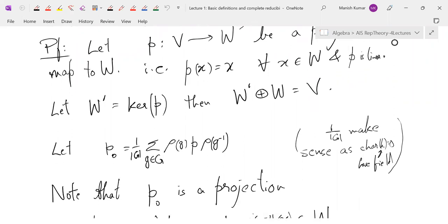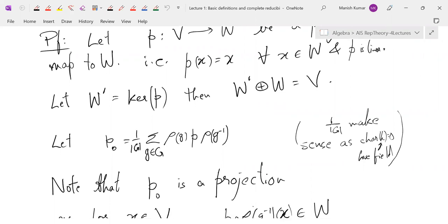So you define a new projection, which we call P0. I'll tell you what it is as a linear map, and then we'll check that it is indeed a projection. What you do is consider rho g inverse, followed by P, followed by rho g. I'm reading it backwards. And take the sum over all such g in G and multiply by 1 over the order of G. This 1 over order of G makes sense only when the characteristic of K is 0. Otherwise, you can't divide by this thing. So this is where we are using the fact that K has characteristic 0.